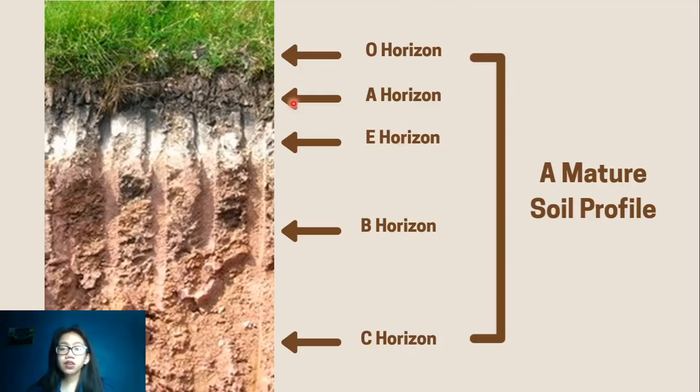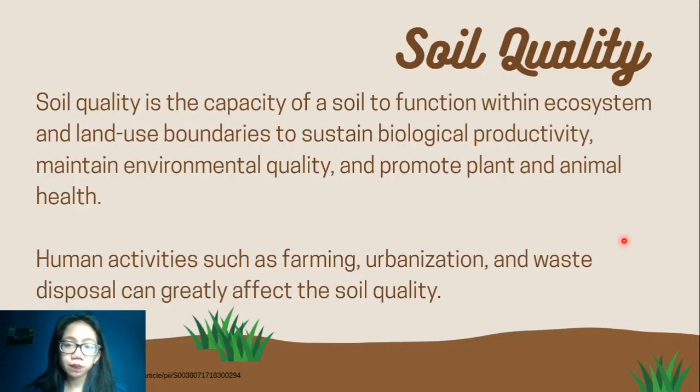So the collective horizons again is called a soil profile. So this is considered a mature soil profile because you have layers which have undergone different levels of weathering. It contains humus and is able to support plant growth. So that's a mature soil profile.